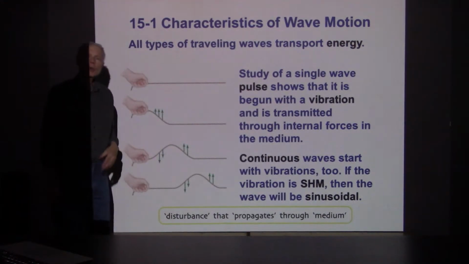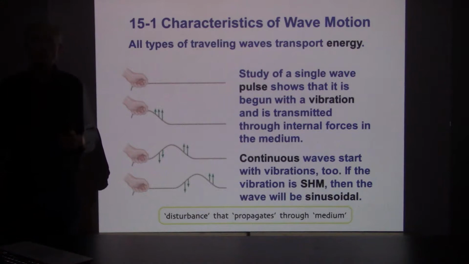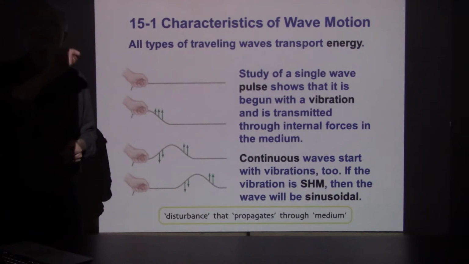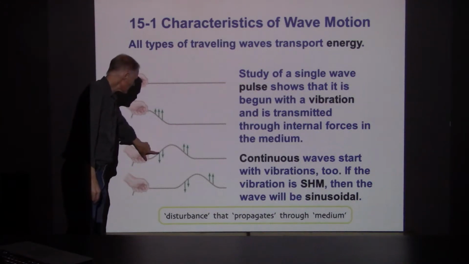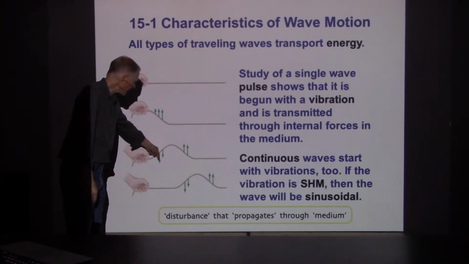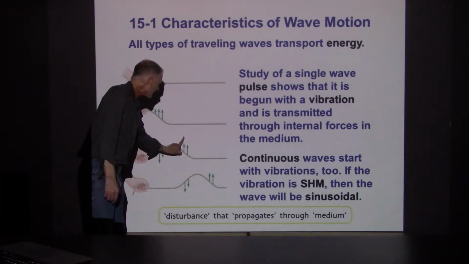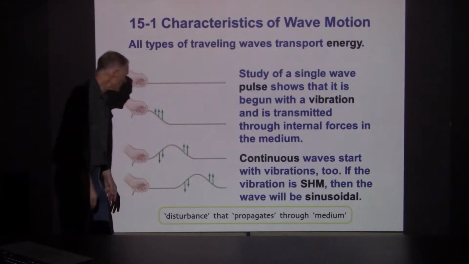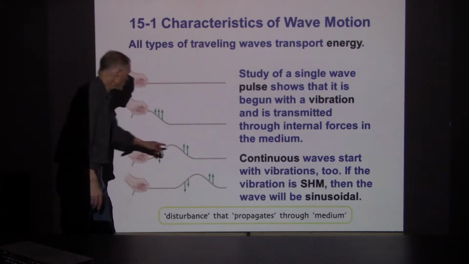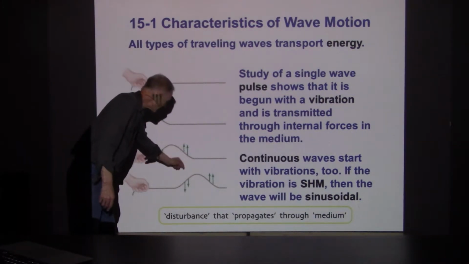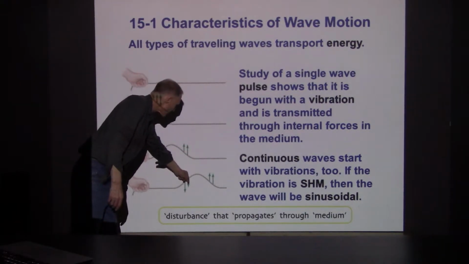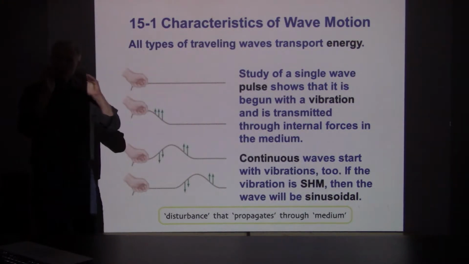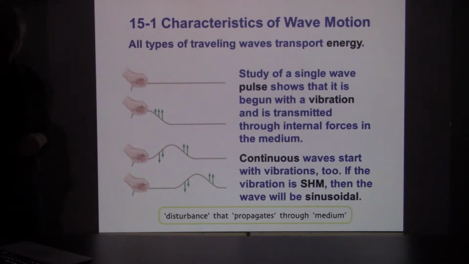This is showing the individual motion of different locations within the medium. See that part of the string? It's coming down at that speed, and this part's going down at that speed, but this part's coming up at some speed, and this is coming up at some speed. And then it propagates. So this part came up, and now it's coming back down. That motion has been communicated to the rest of the string.